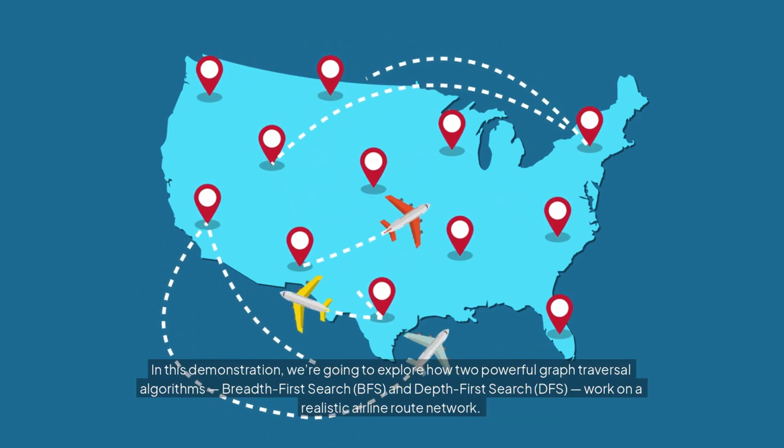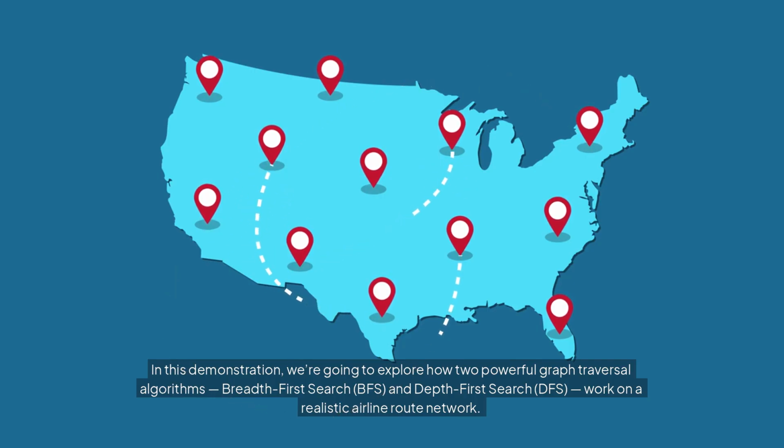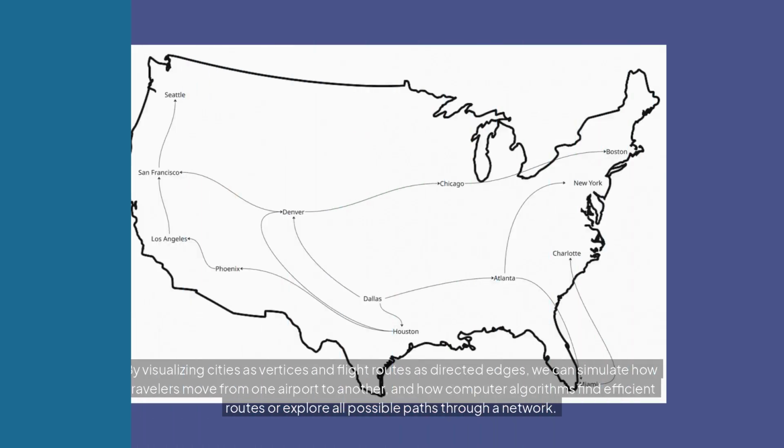In this demonstration, we're going to explore how two powerful graph traversal algorithms, breadth first search, BFS, and depth first search, DFS, work on a realistic airline route network. By visualizing cities as vertices and flight routes as directed edges, we can simulate how travelers move from one airport to another, and how computer algorithms find efficient routes or explore all possible paths through a network.